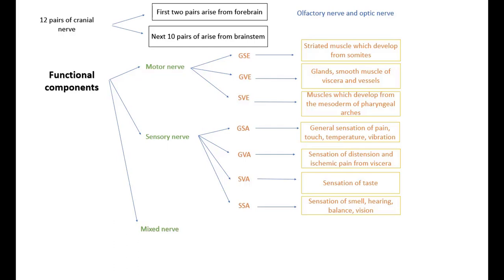I have to say that the special visceral afferent that is responsible for sensation of taste develops from the endoderm in the embryologic period, and the special somatic afferents were developed from the ectoderm of the embryologic period. And also we have mixed nerve that boasts both motor and sensory fibers.